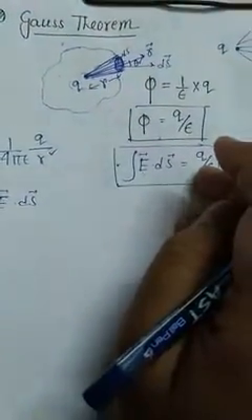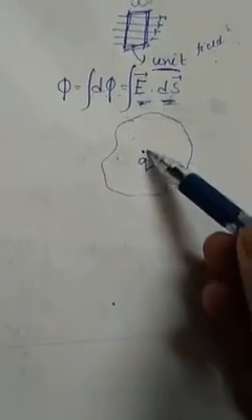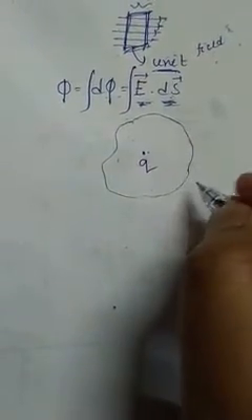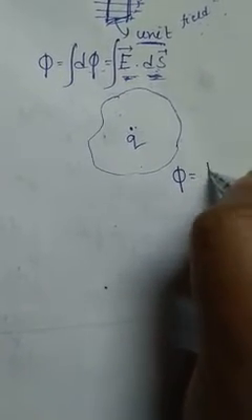The statement of Gauss law is this: the electric flux, I am drawing a figure here. Let's say the total amount of electric flux due to this charge through a closed surface around it is equal to 1 by epsilon times the charge contained by the area.